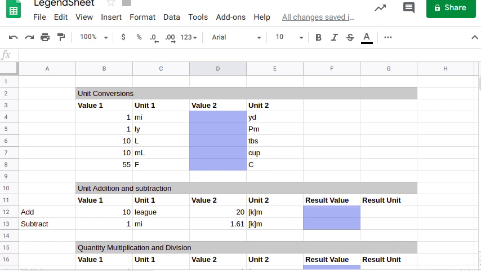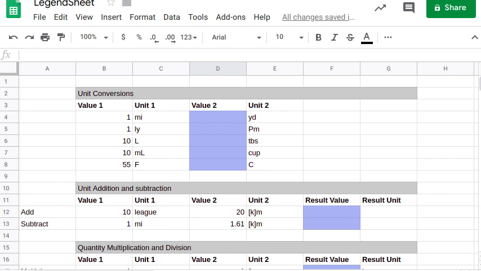Hello everyone, I am the lead developer for the LegendSheet add-on for Google Sheets, and I'm doing a tutorial series for the functionalities that we have inside this LegendSheet add-on.